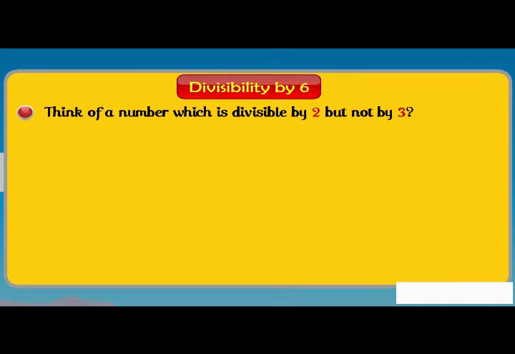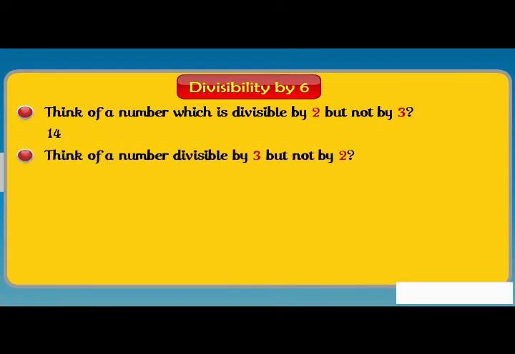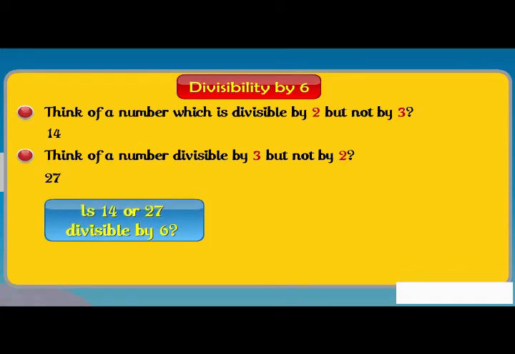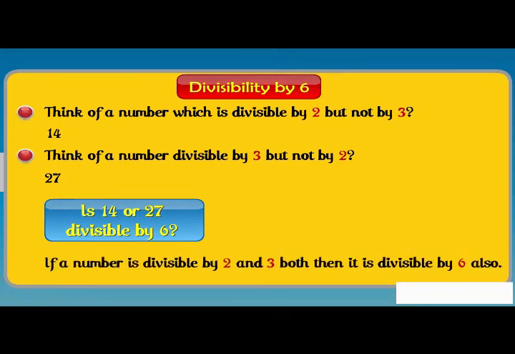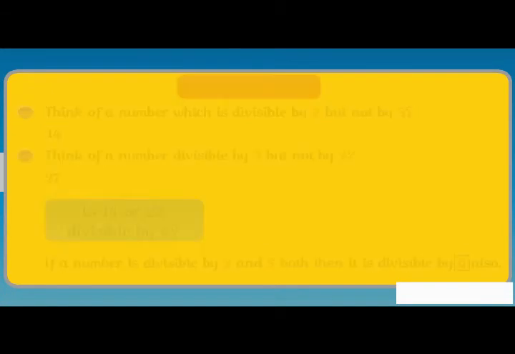Can you quickly think of a number which is divisible by 2 but not by 3? Yes, there are many such numbers. One of them is 14. Now for a number divisible by 3 but not by 2, one example is 27. Is 14 or 27 divisible by 6? No. From these observations, we conclude that if a number is divisible by both 2 and 3, then it is also divisible by 6.